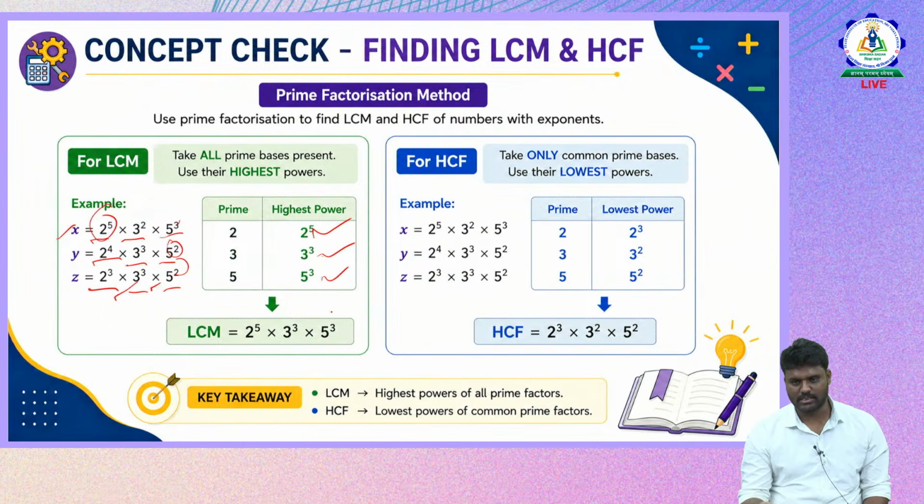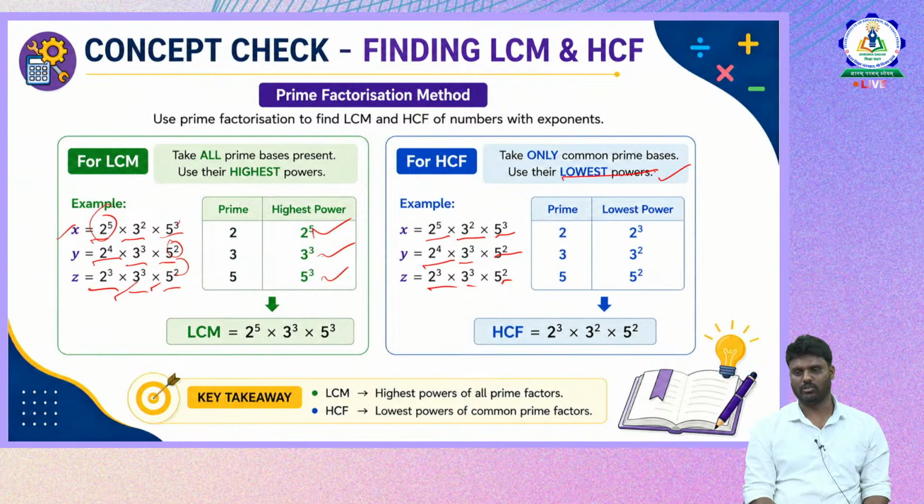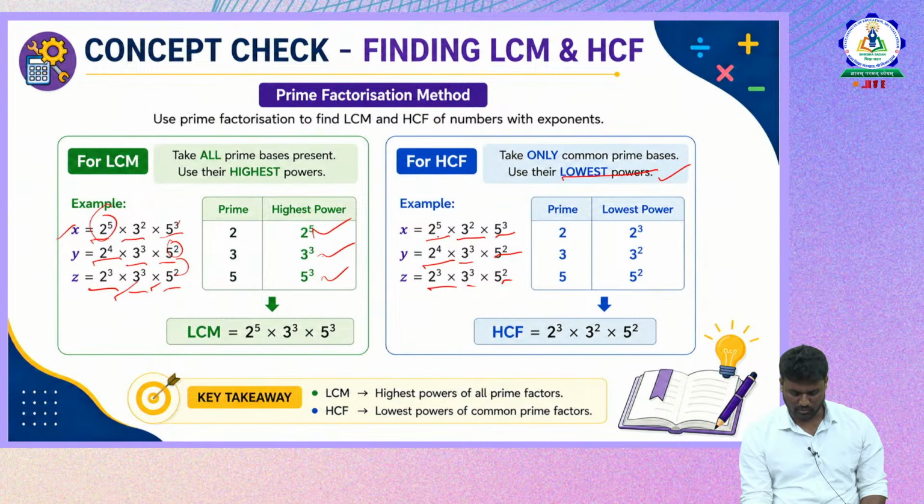For HCF, we take only the common prime bases with the lowest powers. The common bases are 2, 3, 5. For HCF we need to take the lowest powers. What are the lowest powers in the given question? For 2: 2 to the power of 5, 2 to the power of 4, 2 to the power of 3, so the lowest one is 2 to the power of 3. For the prime 3: 3 to the power of 2, 3 to the power of 3, so 3 to the power of 2 is the lowest one.